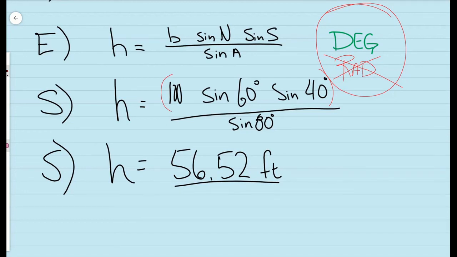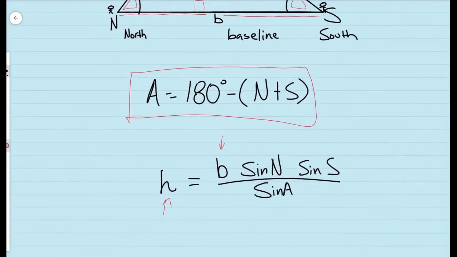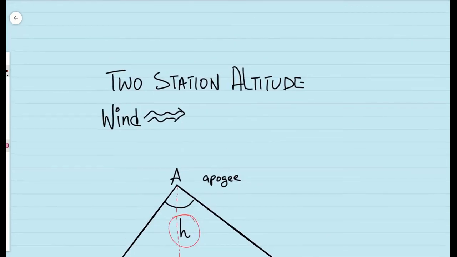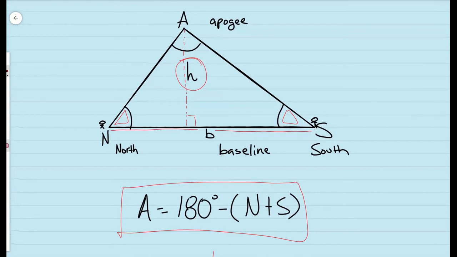Remember to go to 4 significant figures, and that is how you solve the altitude using two-person, or what did I call this at the start? Two-station altitude. So again, these people have to be in a straight line from one another, and the wind has to be blowing in the same direction. All right, that's all I have for now. Thank you for watching.